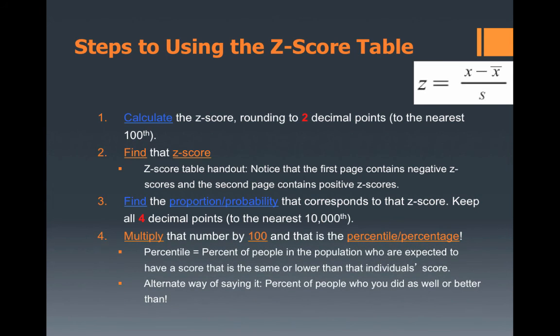We can then multiply that number by 100 to convert it to a percentile or to a percentage. And one way we can now interpret this percentile or percentage is that this is the percent of people in the population, or of your sample, who are expected to have a score that is the same or lower or smaller than that individual's score. Or you can say it as the percent of people who you did as well or better than.